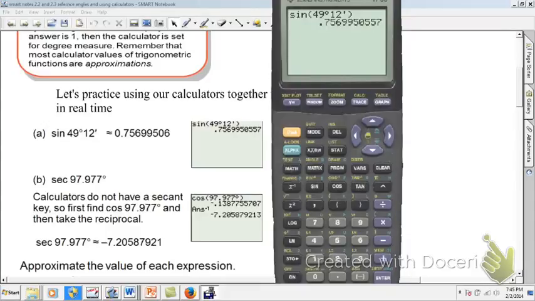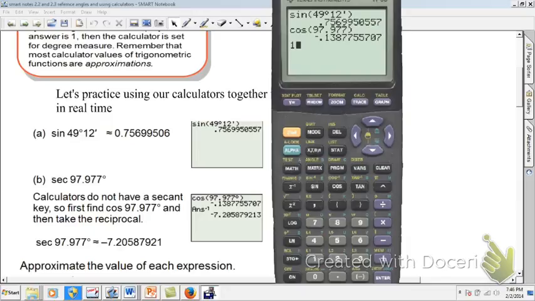So now let's practice the next one, which is secant of 97.977. Notice that calculators do not have a button for secant. So secant is the reciprocal of cosine. So instead, you'll just find cosine of that angle and then just do 1 over that. So I would hit cosine of 97.977. So style-wise, that's what I would do. I would hit that.